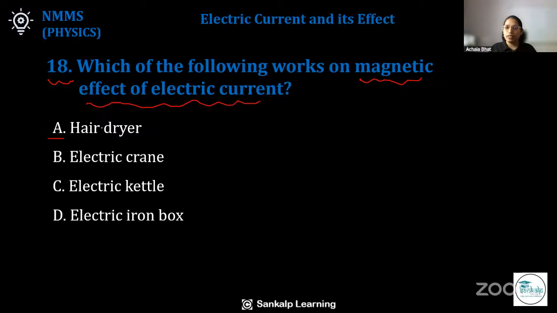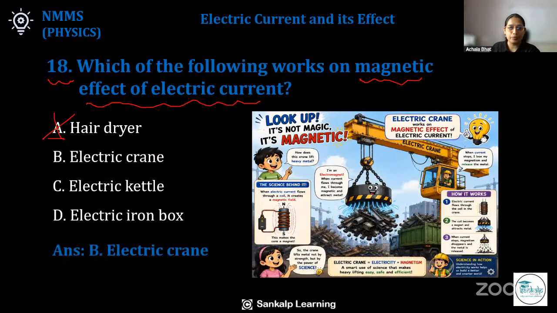A. Hair dryer. In the previous question, we discussed hair dryer. In this case, electricity is converted to heat energy. This hair dryer works on heat effect of electric current. Therefore, A is wrong. Electric crane. Yes, this is correct. See, this is electric crane. Electric crane works on magnetic effect of electric current.